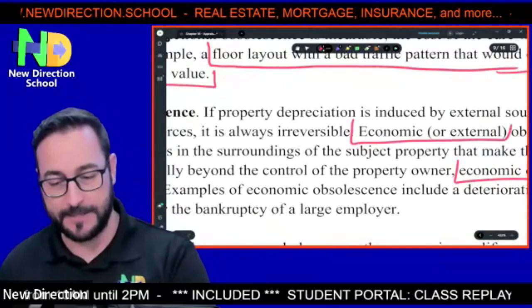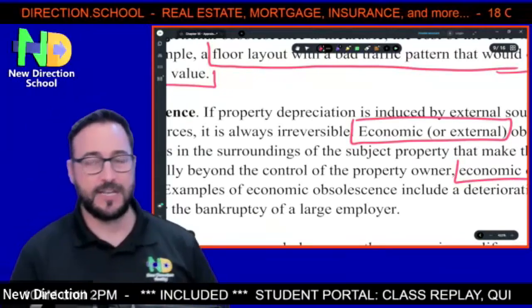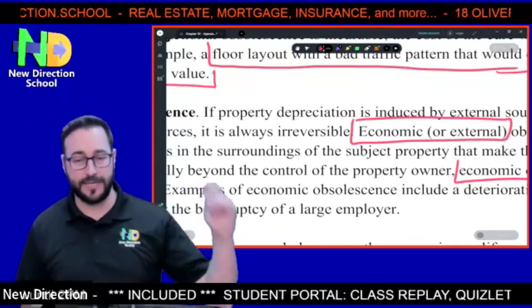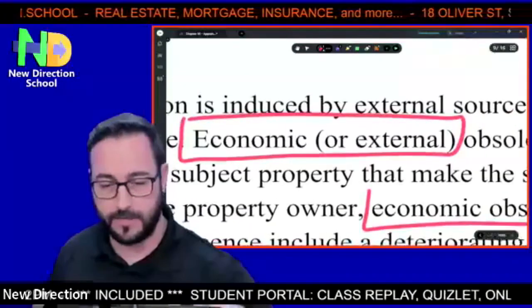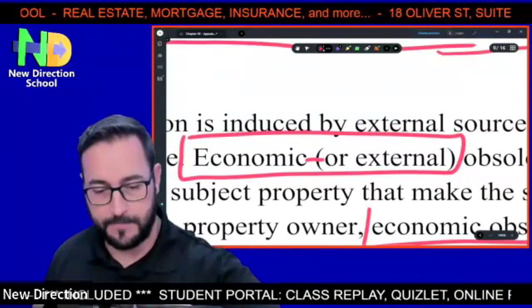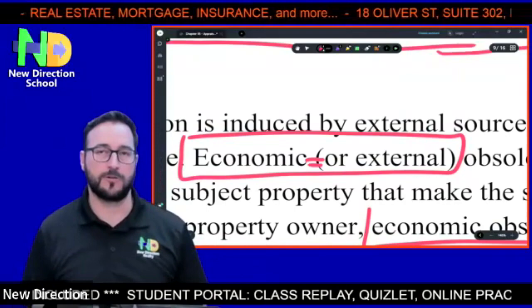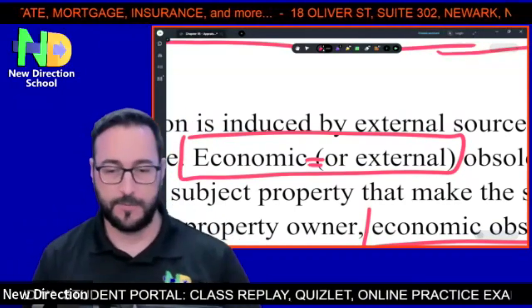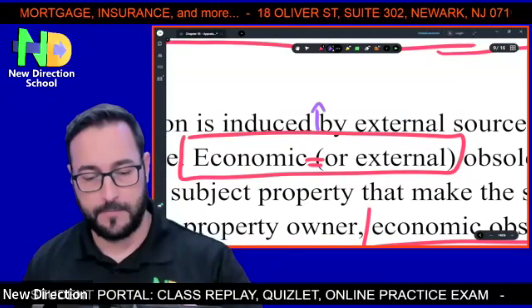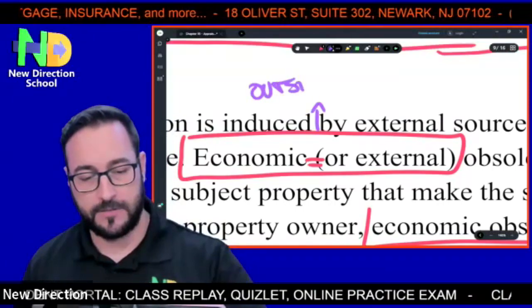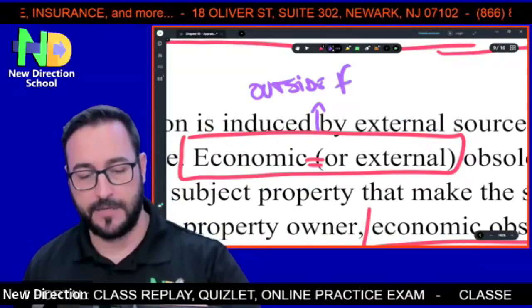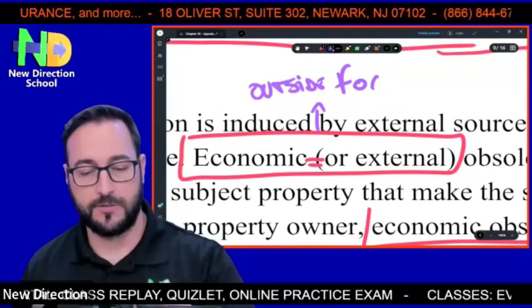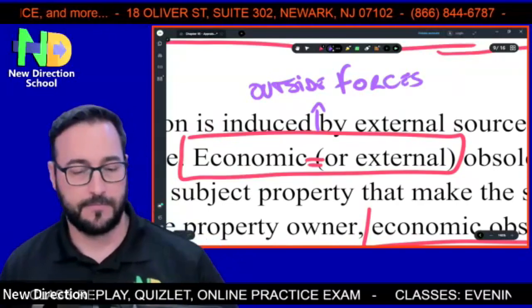Okay. Now, the other word you need to remember for external is economic. If it's economic, it has nothing to do with your property. So economic and external are the same. Outside forces. That's what you got to remember. Economic conditions or external conditions. Outside forces.